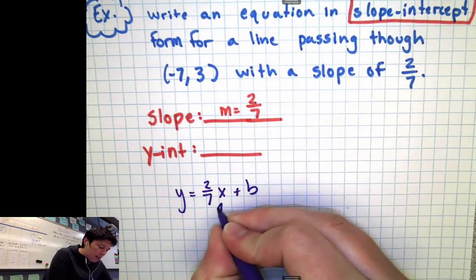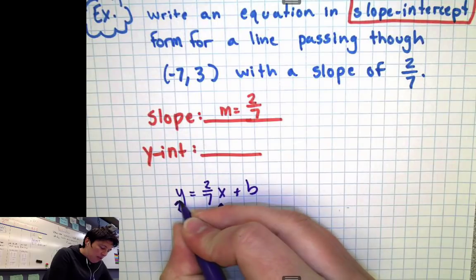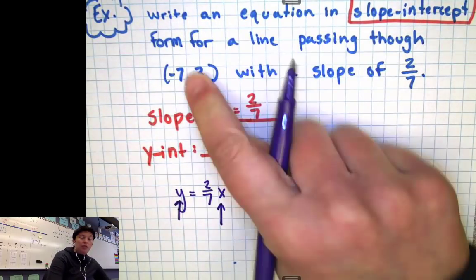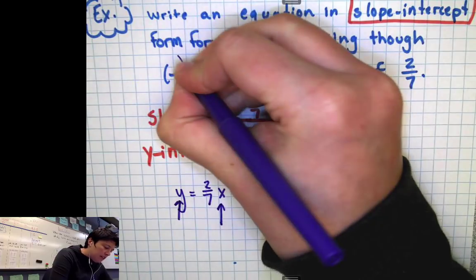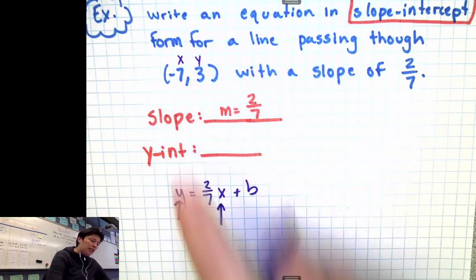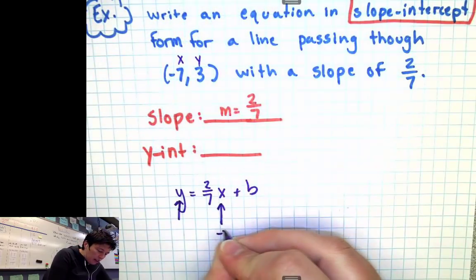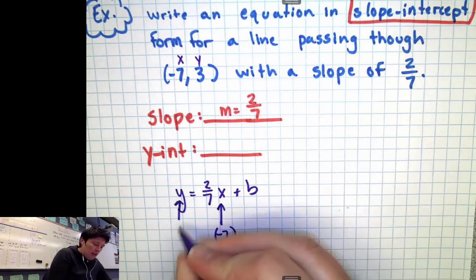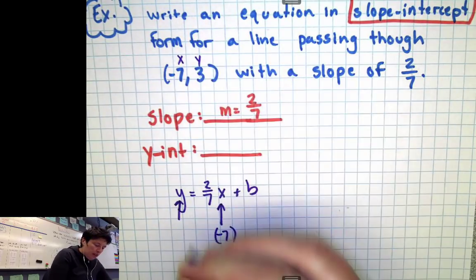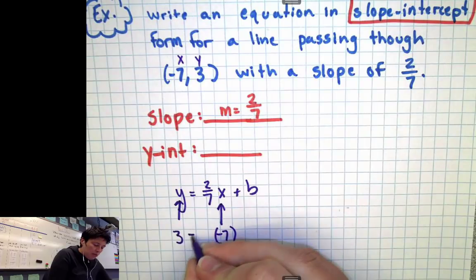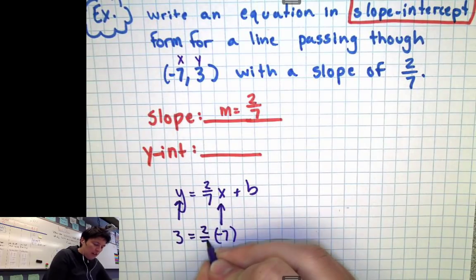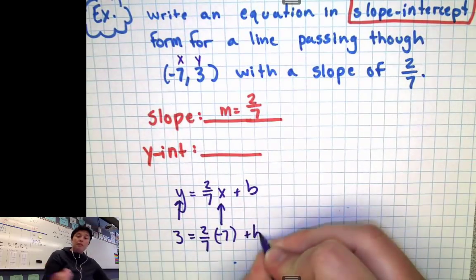I'm going to change x and y into the coordinate point that they gave us, which is -7, 3. That's an x and that's a y value. So x is -7, so that'll go here, -7. And then 3 is y, so that'll go here. So 3 equals 2/7 times -7 plus b.